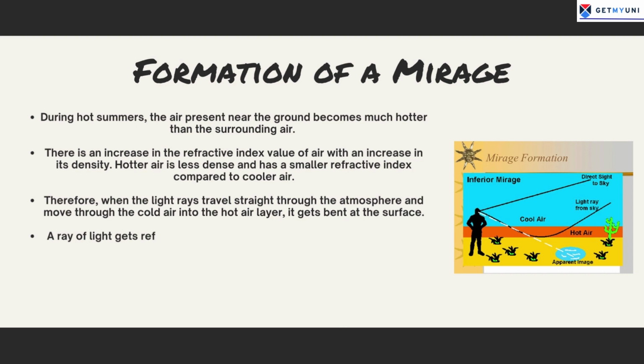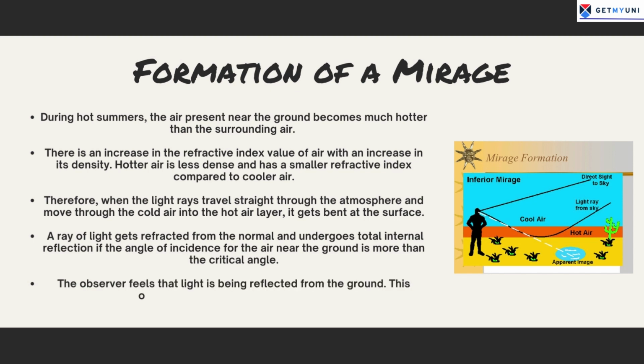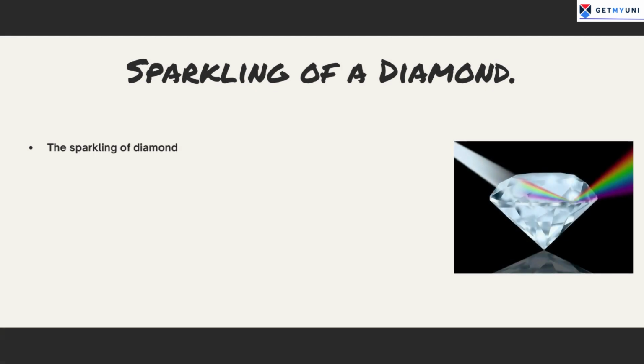A ray of light gets refracted from the normal and undergoes total internal reflection if the angle of incidence for the air near the ground is more than the critical angle. The observer feels that light is being reflected from the ground. This optical phenomenon is called a mirage. And another example of total internal reflection is sparkling of a diamond.